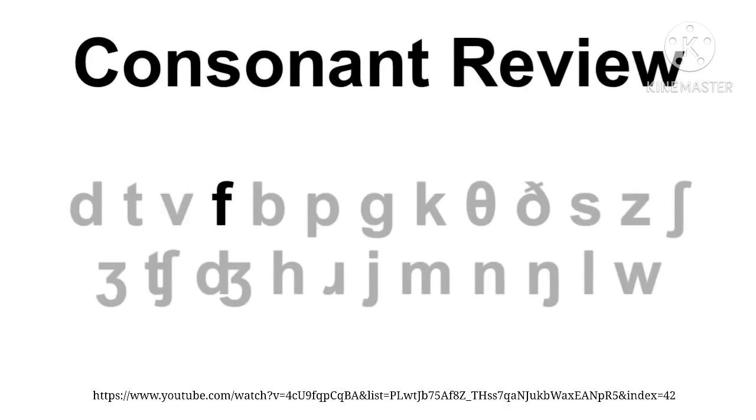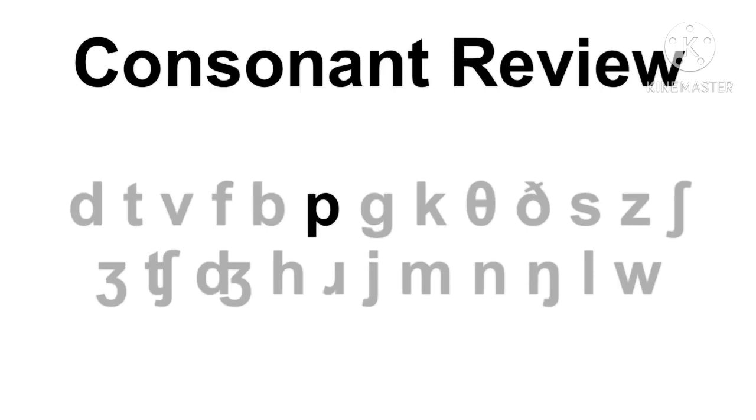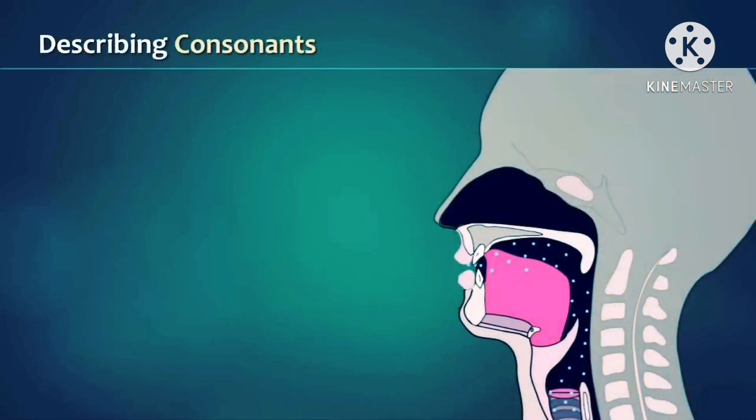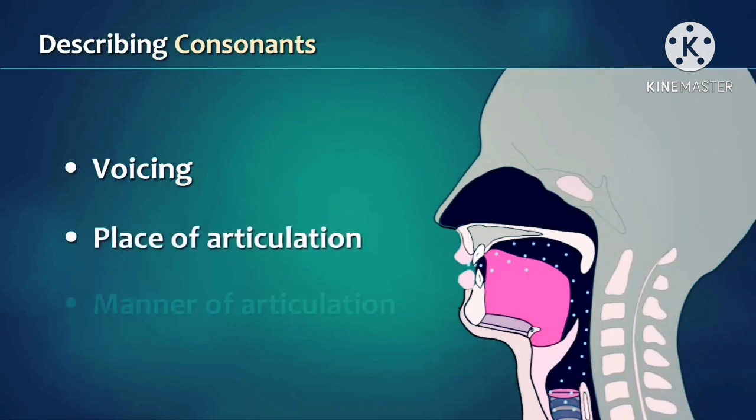Now, let's revise English consonant sounds. D, T, V, B, P, G, K, V, S, Z, Sh, Zh, Ch, J, H, G, L, W. We use three criteria to describe consonant sounds: voicing, place of articulation, and manner of articulation. Let's talk about each of these in turn.